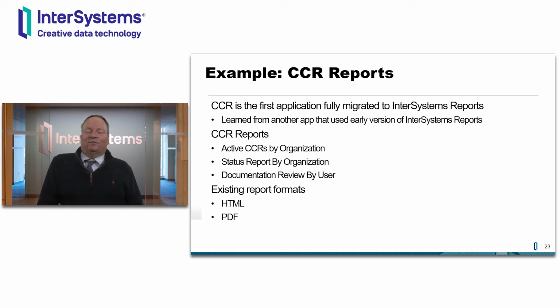CCR Reports currently has the following 3 reports, and we had Zen Reports versions for all of them. Active CCRs by organization, status report by organization. These provide CCR users with various views of what's going on with change control of applications in their particular organizations. With Zen Reports, we provided the following 2 formats, HTML and PDF. Zen Reports does enable other formats, but at the time we only needed those 2.